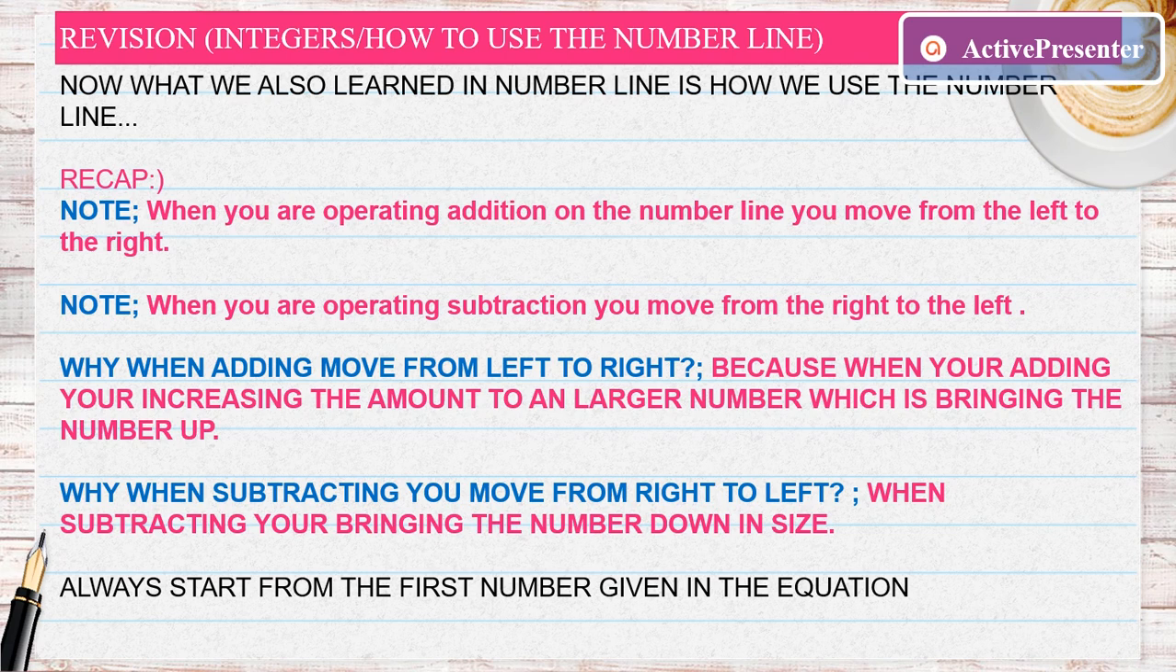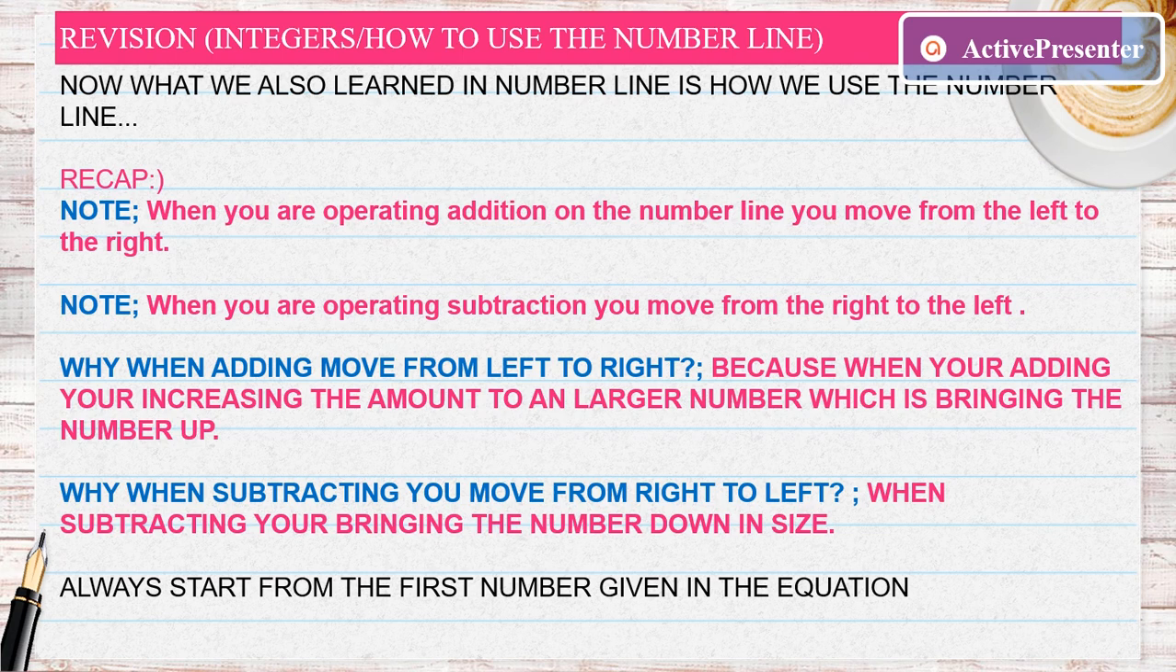Second note is that when you are subtracting numbers on the number line, you move from the right side of the number line to the left side. The reason is because when you are subtracting or taking away a number from another number, you are bringing the number down to a lower amount or a lower size. Another thing we went through is that for any operation you are doing on the number line, you must always start from the first given number in the equation.